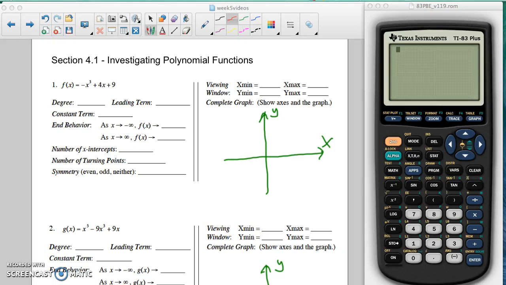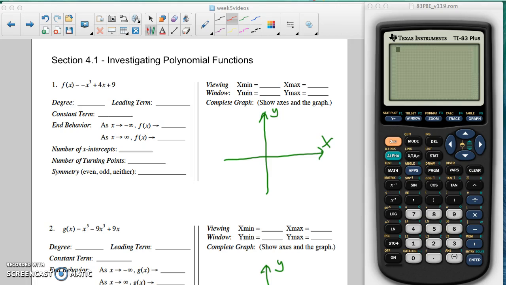Hello, and in this video we're going to investigate some polynomial functions in section 4.1. This is one of your worksheets found in your document folder, so if you want to try this out first before you watch the video, you can check your work and see if you know what these things are. If not, you can follow along and then go back and try it after a while and then come back and check your answers after that.